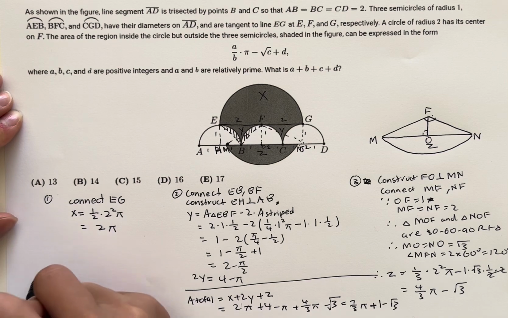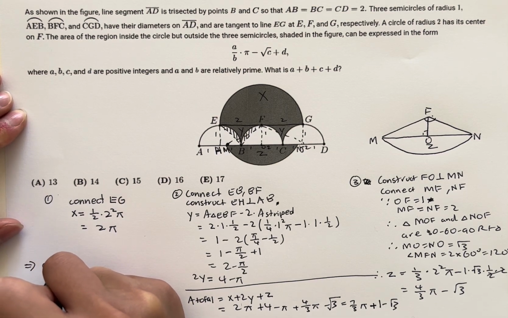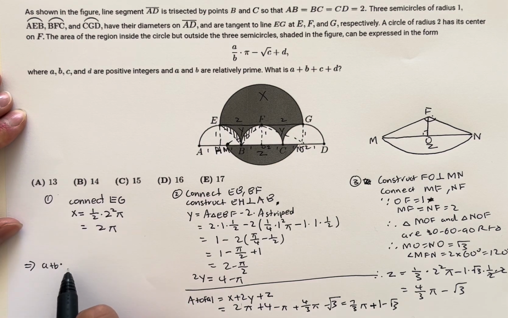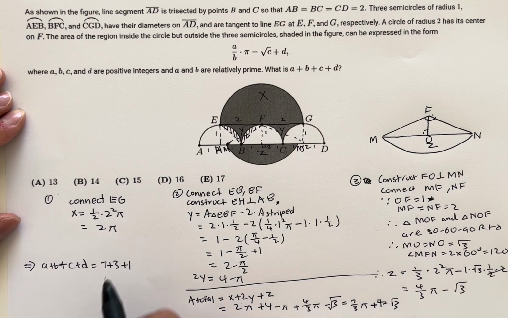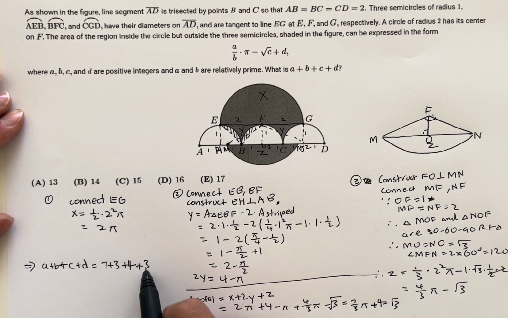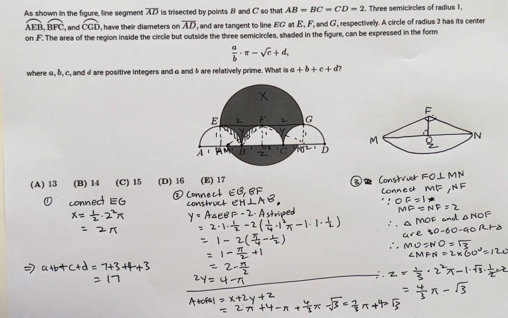So then here we can get that A plus B plus C plus D will equal 7 plus 3 plus 3 plus 4. Wait, I made a typo here. It's going to be 7 plus 3 plus 3 plus 4, which equals 17. So our answer is going to be E.